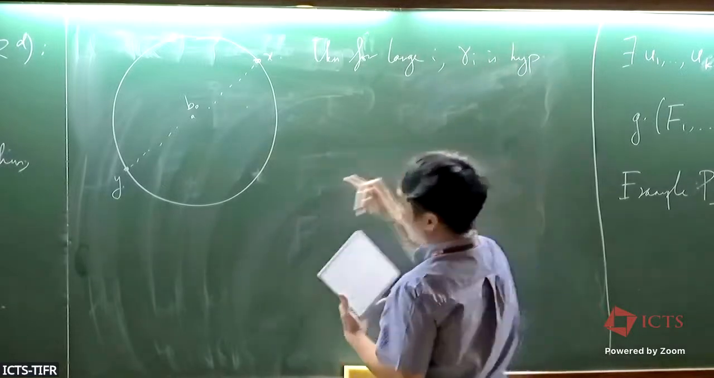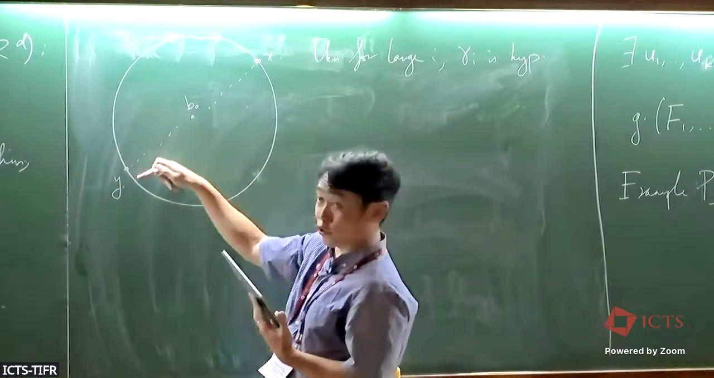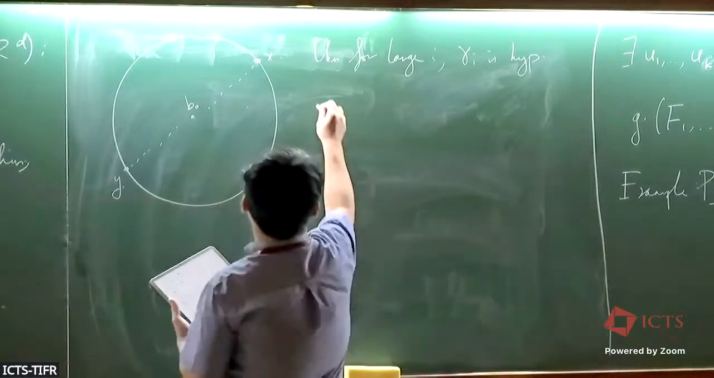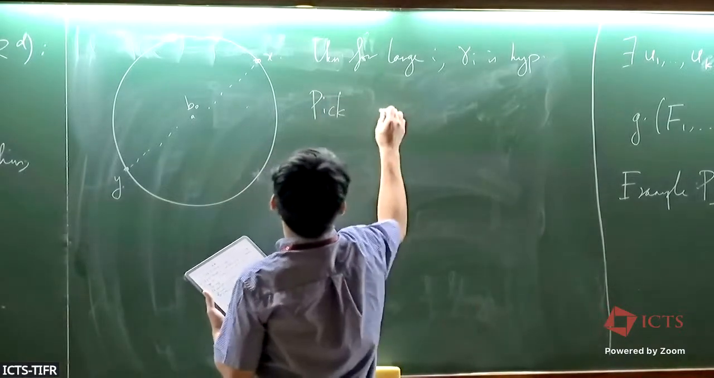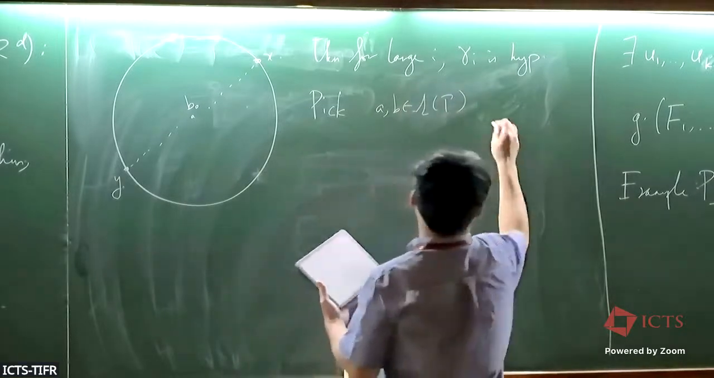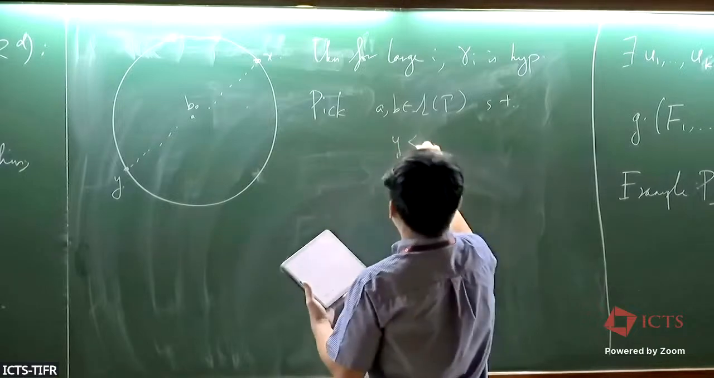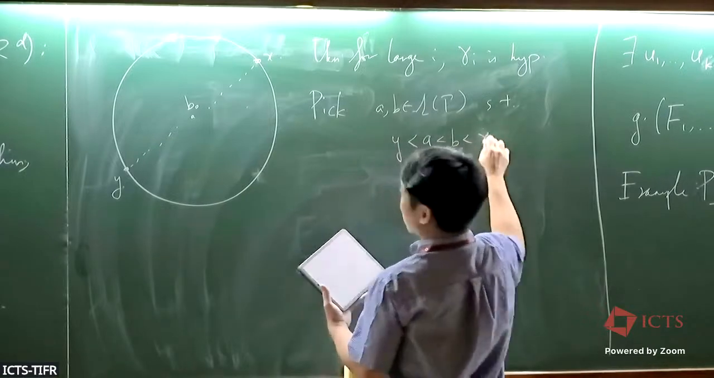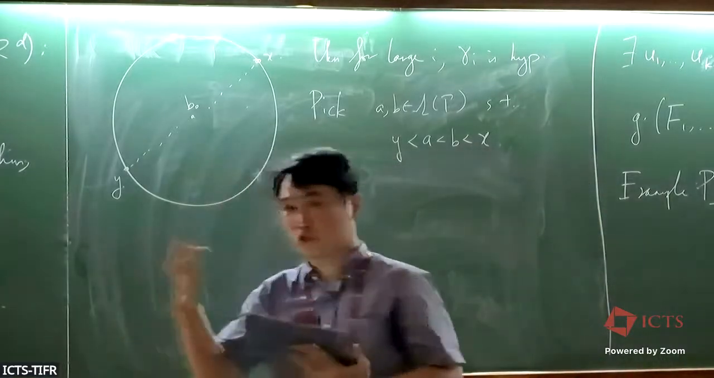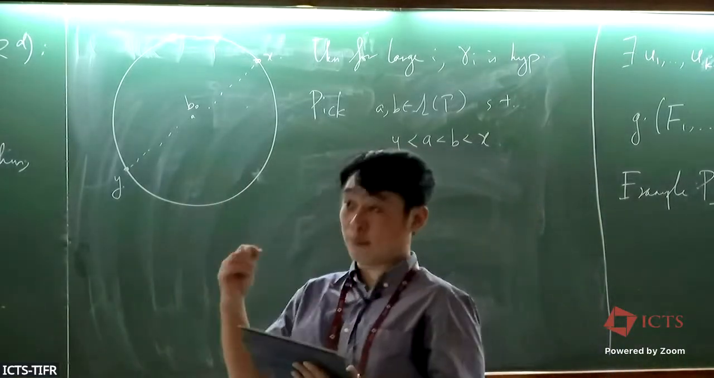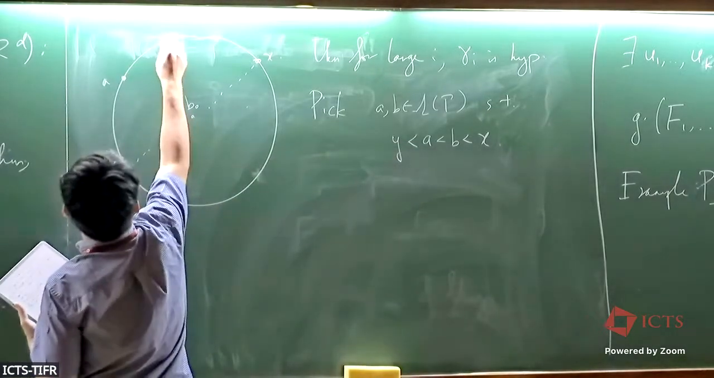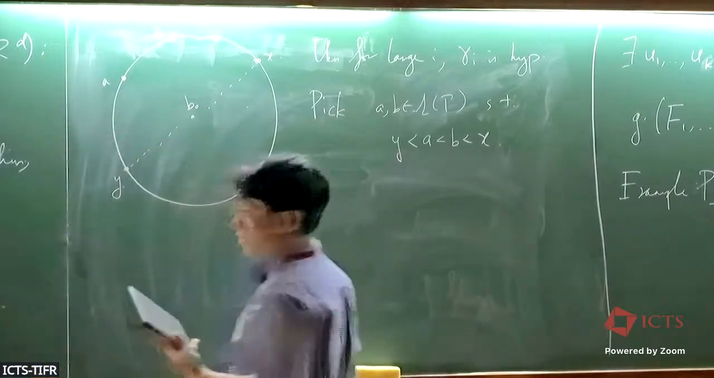In fact, the repeller of gamma_i is going to converge to Y, and the attractor of gamma_i is going to converge to X. In this situation, I'm going to pick any two points A, B in the limit set of gamma such that Y is less than A, less than B, less than X. I guess I'm assuming here that I'm also cheating. I'm assuming that gamma is non-elementary, so you can do this. So you have a point A here, and a point B here.